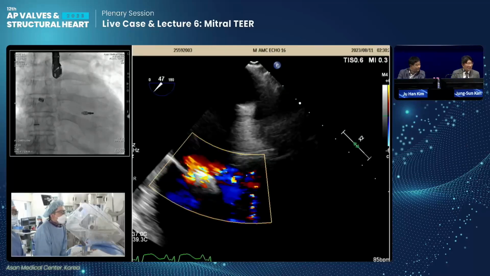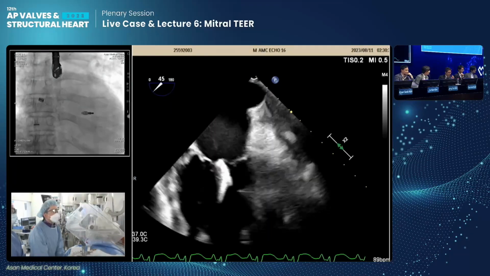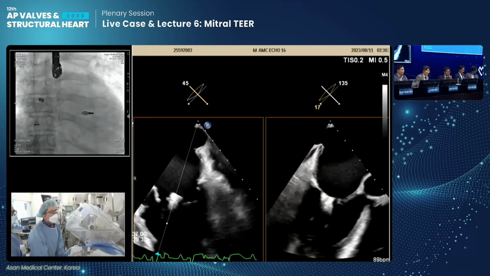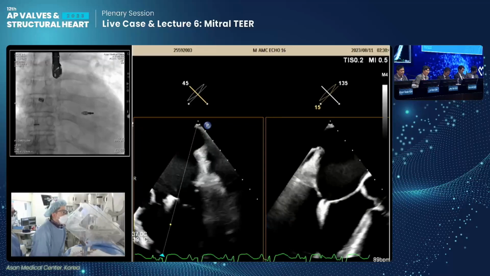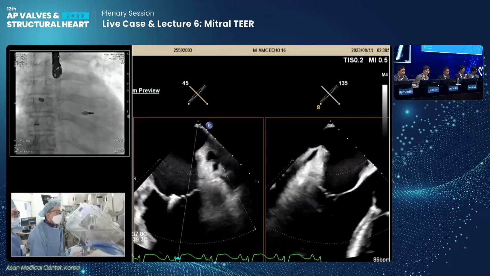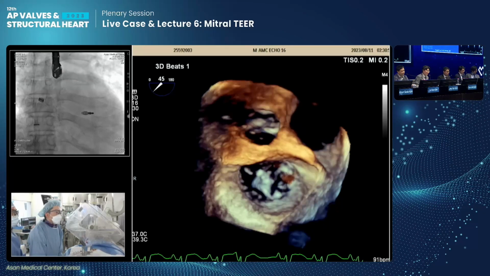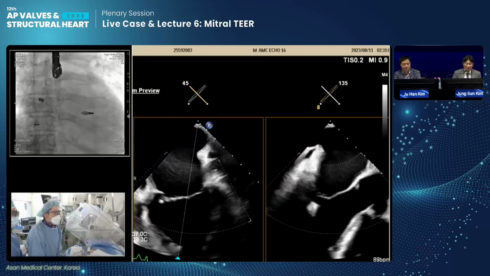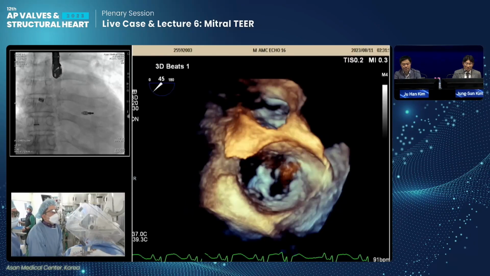Takashi, how about the clip stability? I think this jet is more from the indentation between P2 and P3. So I think it's a little bit risky to add an additional clip. Stability is very good. Good insertion of both leaflets. Can you please show the 3D? Clip looks stable, and 3D shows a good tissue bridge.